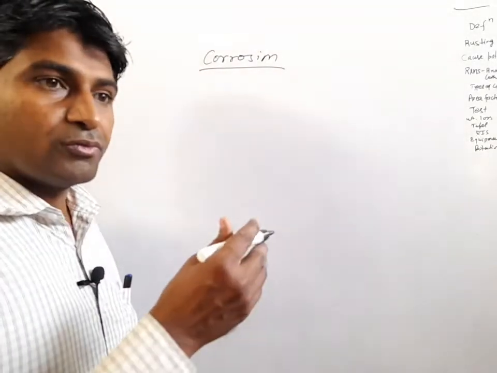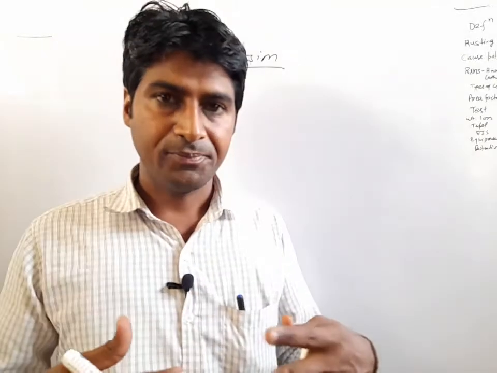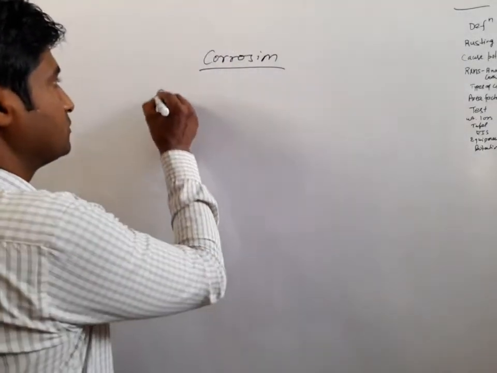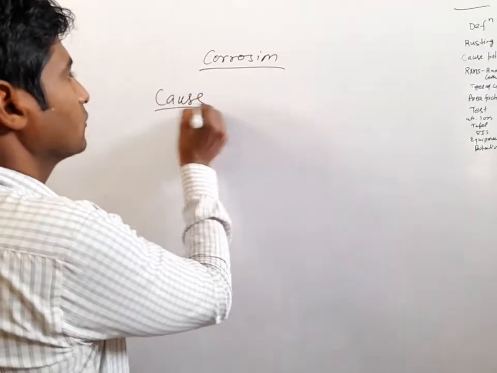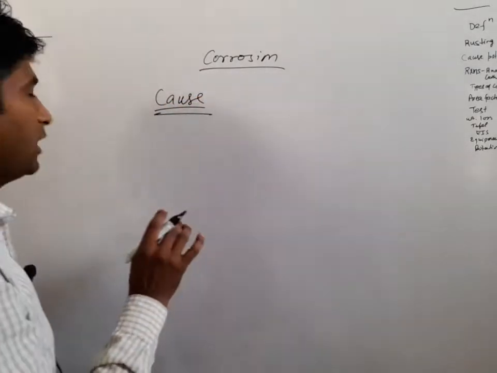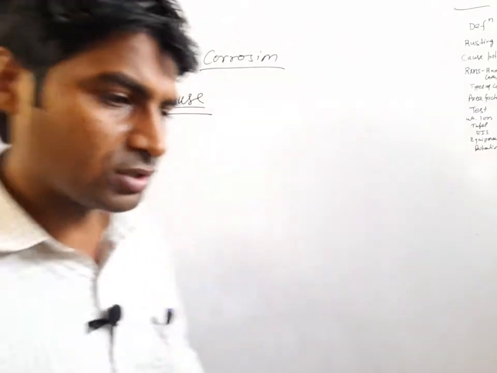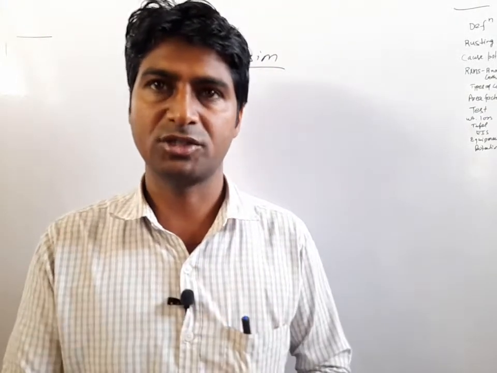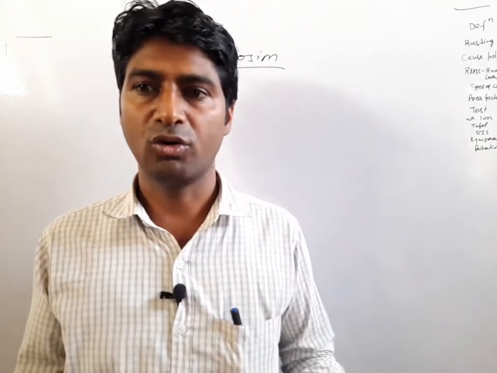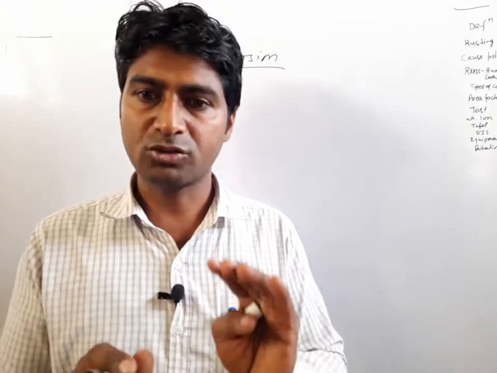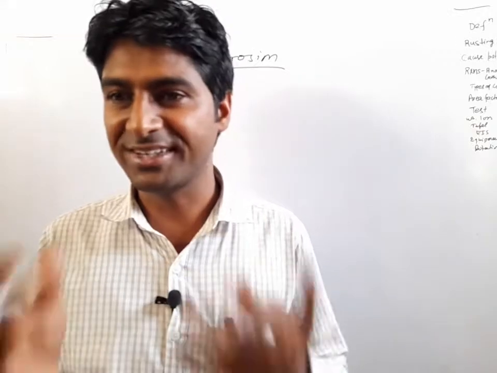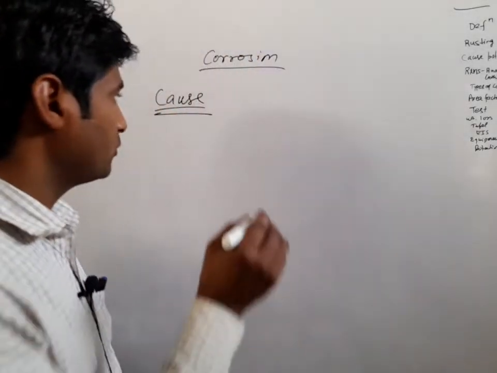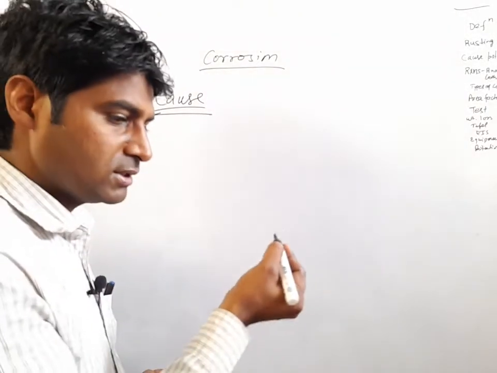So, what is the reason or cause of corrosion? I will discuss the cause first. Actually, corrosion always occurs where there is a potential difference between two materials or within the material. So potential difference is the main reason for corrosion to occur. So what is this potential difference?